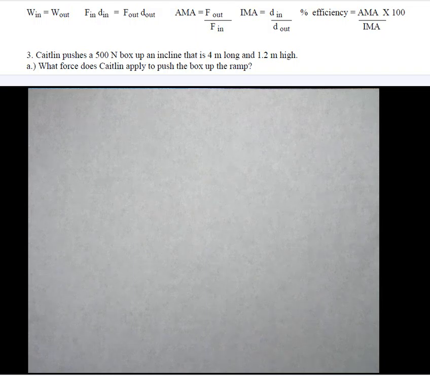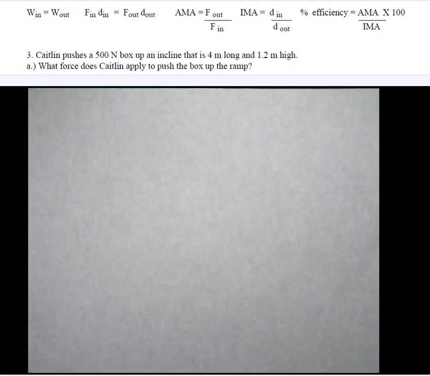Okay, in this video, I'm going to show you how to work an inclined plane problem. So again, the equations are the same as what you've seen before, except now the height of the inclined plane is going to be the distance of our resistance, and the length of the slope, the actual length of the ramp part, would be your distance of your effort.